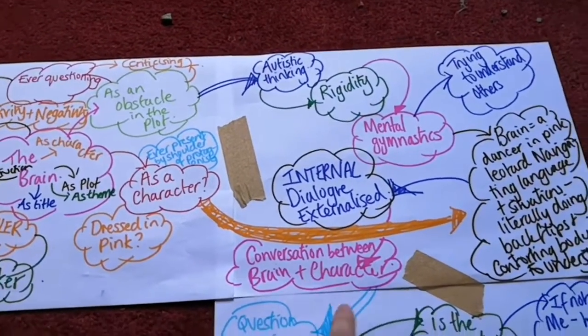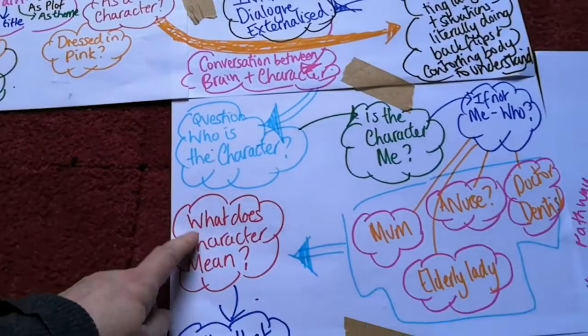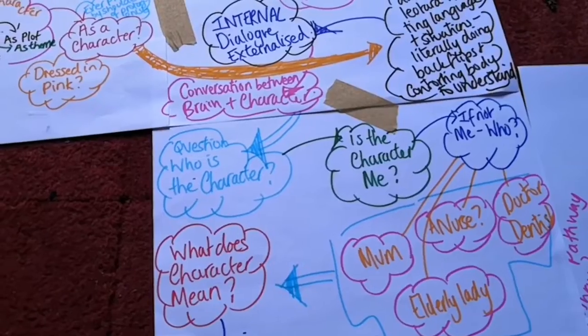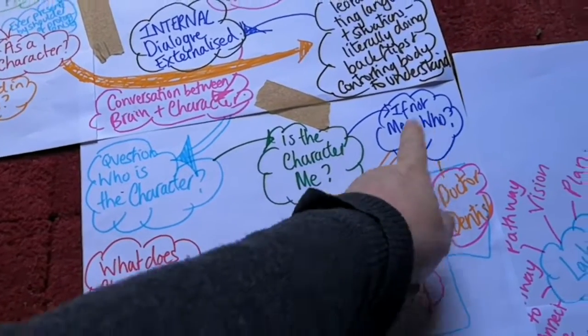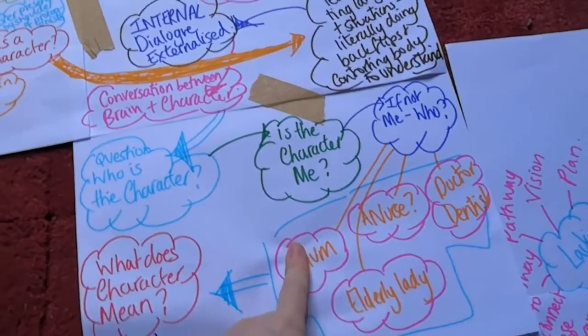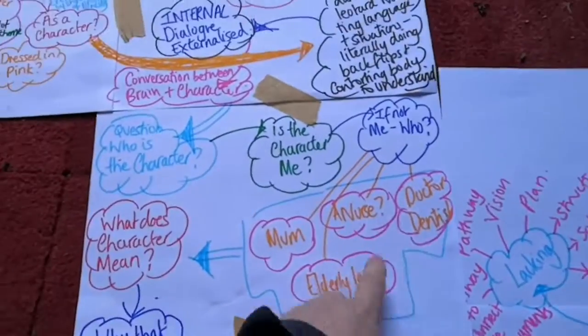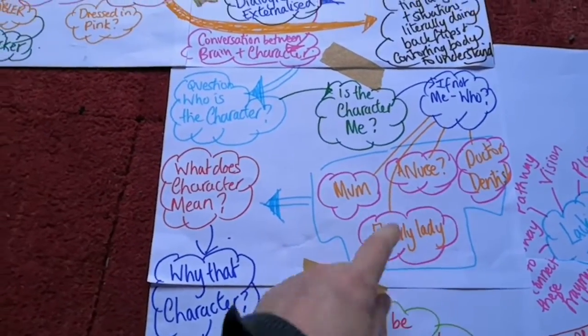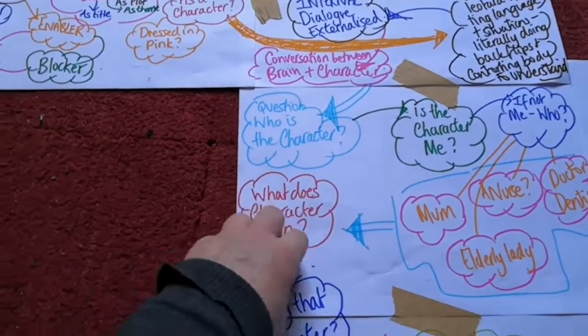Oh, look, it's got that bit there. And then moving on to this bit. So who is the character? Who are the characters? Is the character me? If not me, who is it? Could it be a mum, a nurse? These are called stereotypes. Doctor, dentist. I've got stereotype kind of images. Elderly lady in my head.